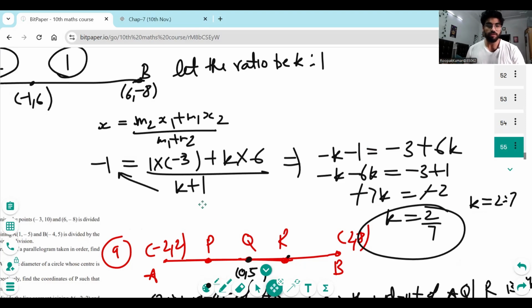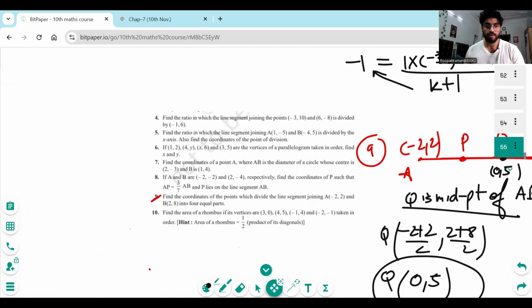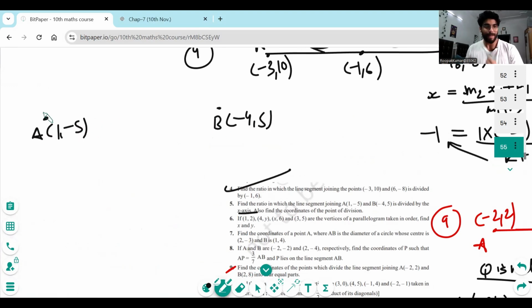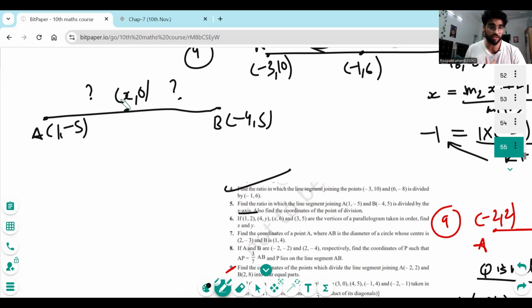So we found out the ratio, that is 2 ratio 7. Find the ratio, we have done. Find the ratio again, but this time it is being divided by the x-axis. So what happens when it is divided by the x-axis? There is a point A (1, -5) and B is also there (-4, 5). And it is being divided by the x-axis. X-axis means where y is 0. We have to find what the ratio is and what the point of division is. What is this x over here? So let the ratio be k ratio 1 again.